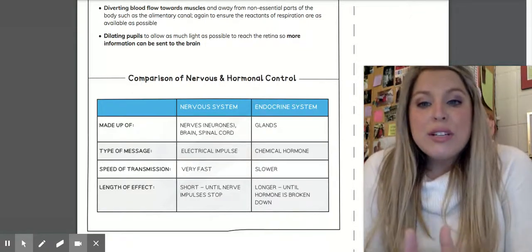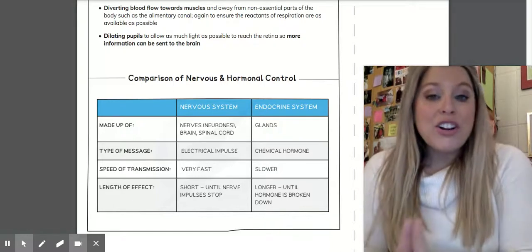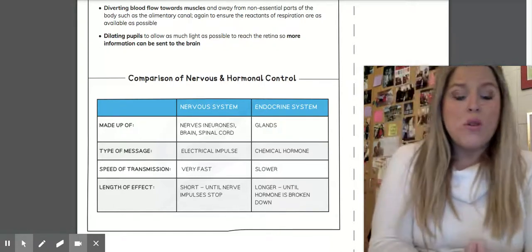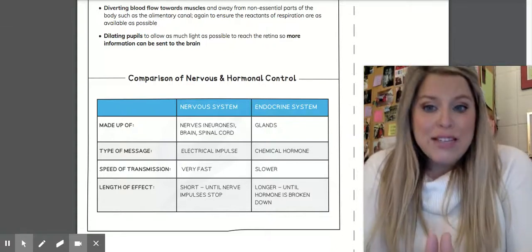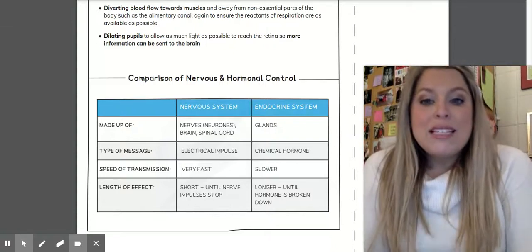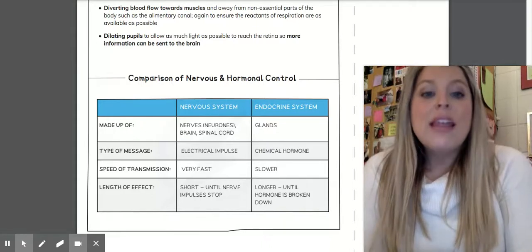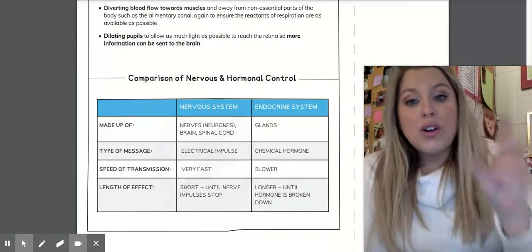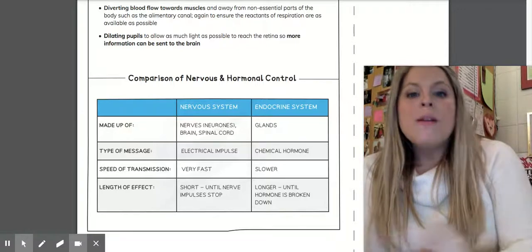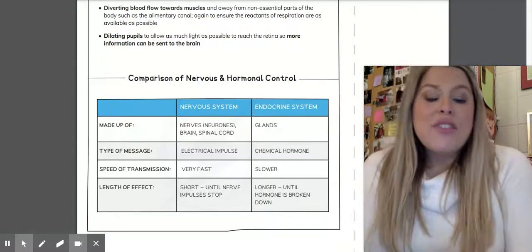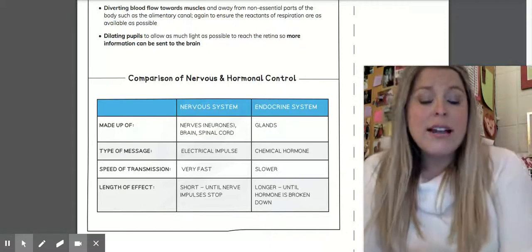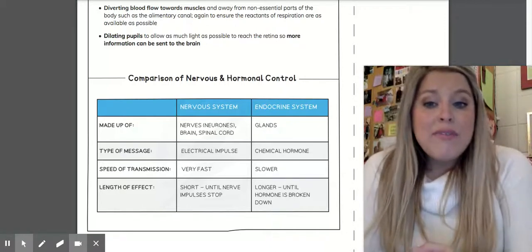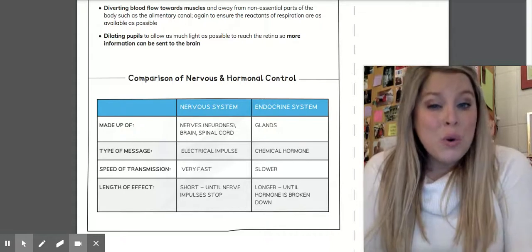It really talks about comparing our nervous control system to our hormone control system. When we're looking at the type of messages, for our nervous system, that's the electrical impulse that travels along nerves, the brain, and spinal cord. Remember your reflex arc. And then the endocrine system is made up of your glands, all those glands that we looked at a few minutes ago. And the type of messages that are sent are chemical hormones, okay?